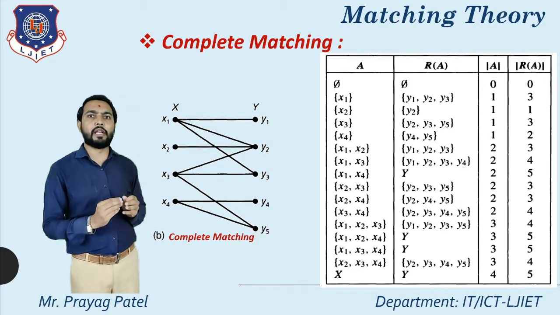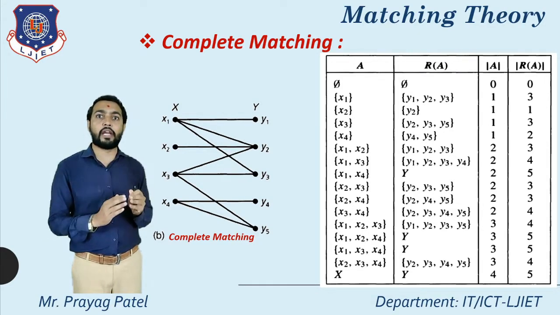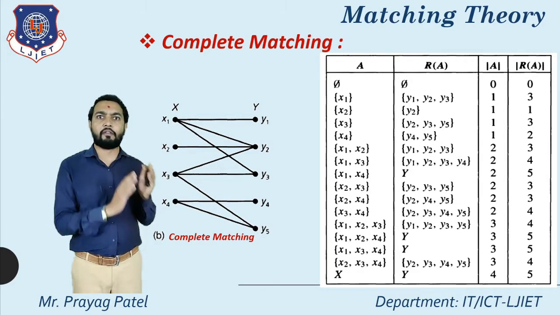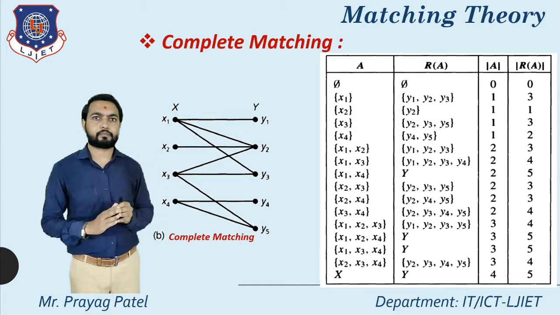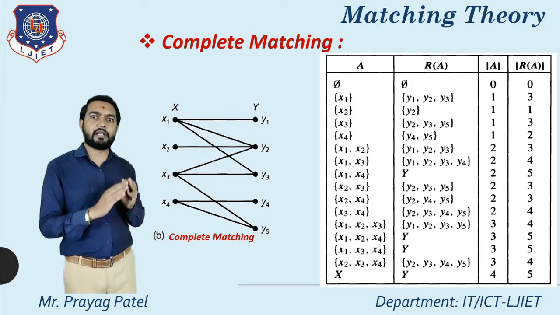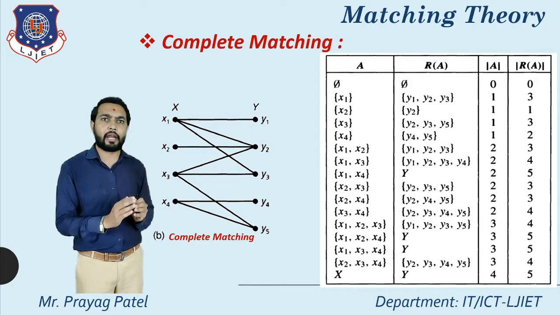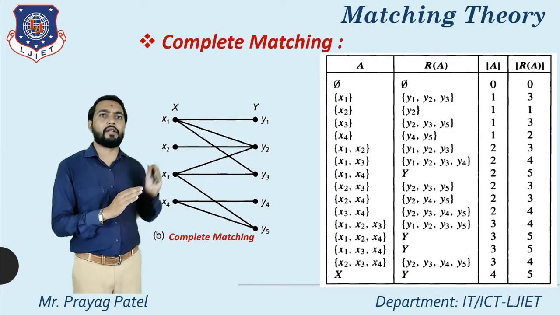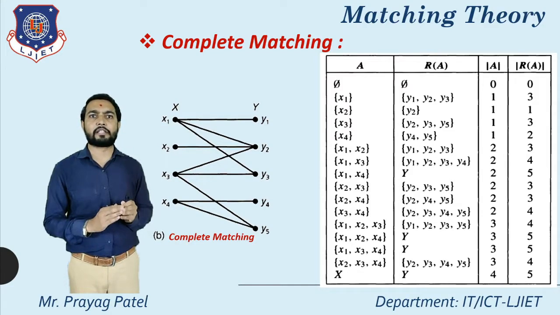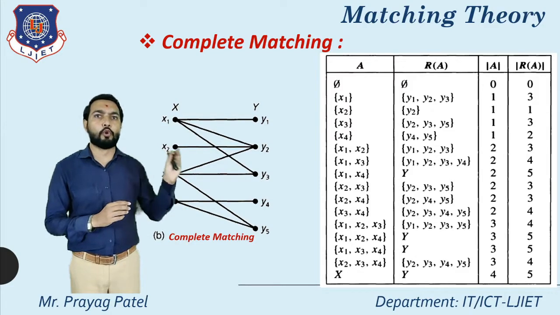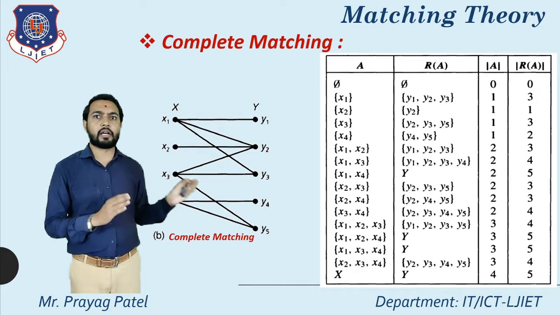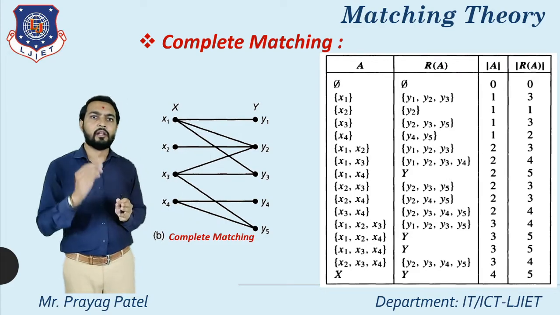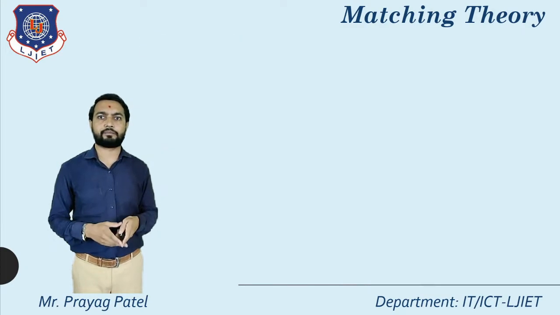Now we can consider all the combinations as A, and according to A we can find RA, the related elements of Y with respect to A. So here we can represent all the values of A, RA, |A| and |RA|. Now for all the values, |A| compared with |RA|, we satisfy the condition |A| less than or equal to |RA|. That means a complete matching is possible. See here, all the values satisfy |A| less than or equal to |RA|.